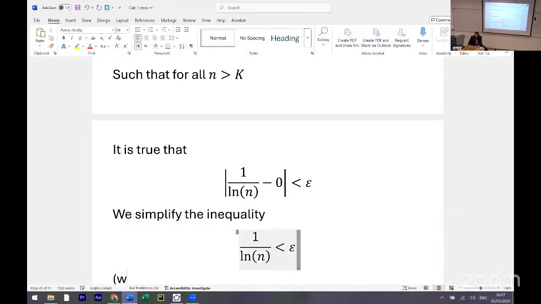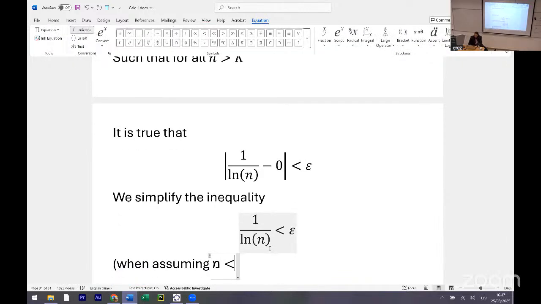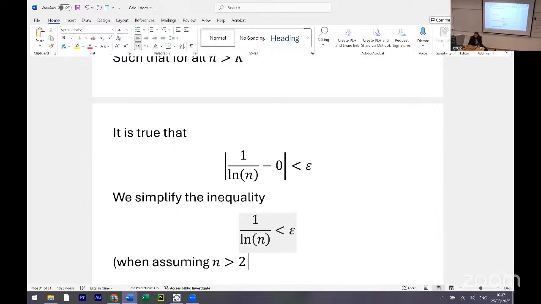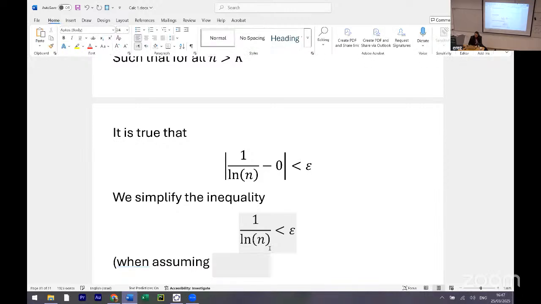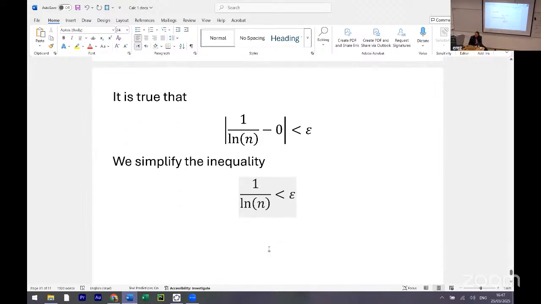And I will write, assuming n is larger than 2. So ln of n. No, I was right. It's from n equals 2. It's already positive. Sorry. Okay. So now we wish to extract n, to single out n. How can we do it? That's a bit of algebra. Who knows a bit of algebra? Or any algebra?